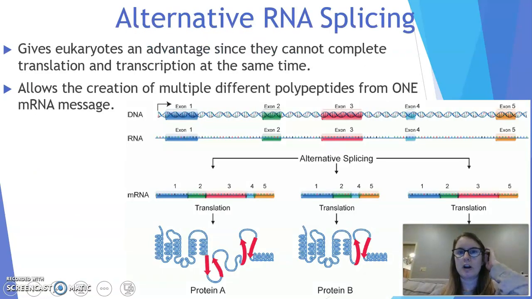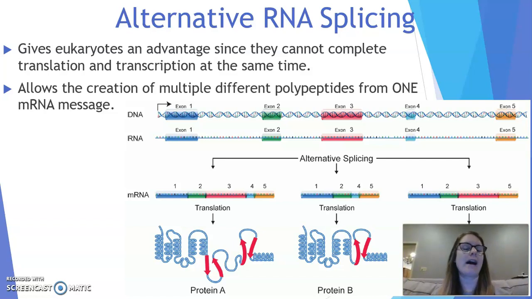So I also mentioned RNA splicing in the last video, but in case it was confusing for you, I have it here blown up a little bit bigger. Basically, it's going to give eukaryotes an advantage because, since we have a nucleus, we can't complete transcription and translation at the same time. Transcription has to happen first, and then that cap has to be added to the transcript, and that poly A tail. Everything has to happen before it can leave the nucleus to be translated.